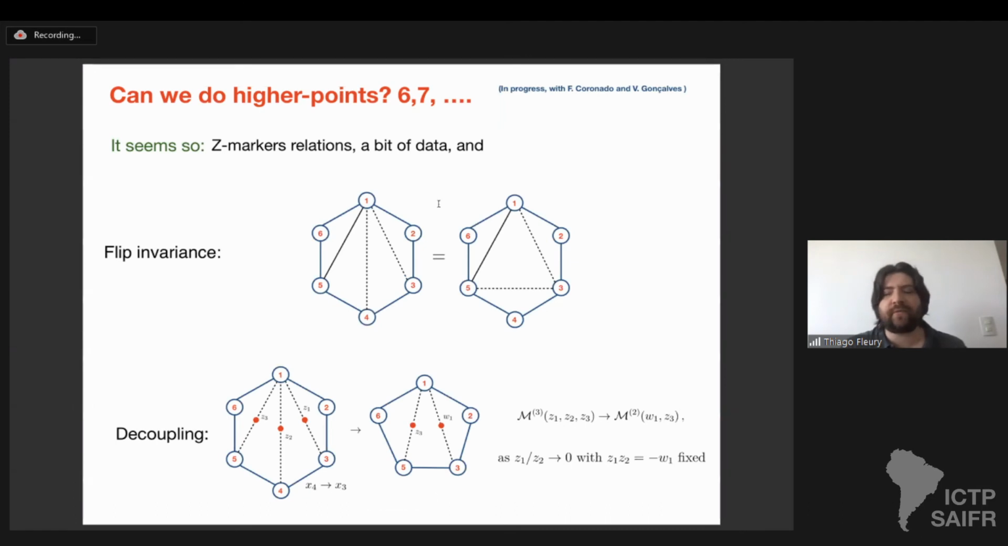So, a brief comment: can you do higher points, 6, 7, and so on? This is in progress. I hope it will appear before the end of the year. I think the answer is yes. That is the Z markers relation using a bit of data and also some powerful constraints in integrability, such as the flip invariance that relates 3 particles with 2 particles, and also this very powerful decoupling that you go down from the 3 particles to the 2 particles. So I think the answer is yes.